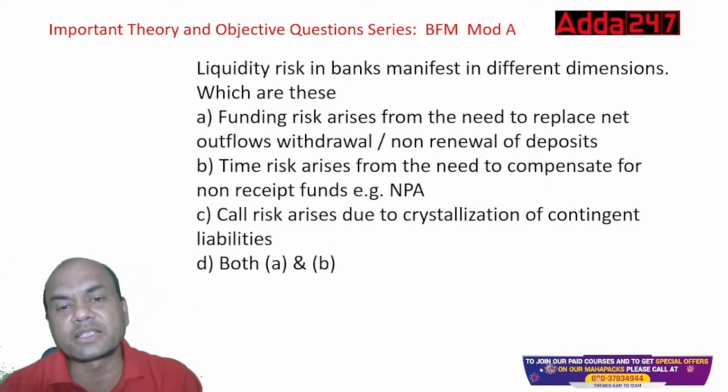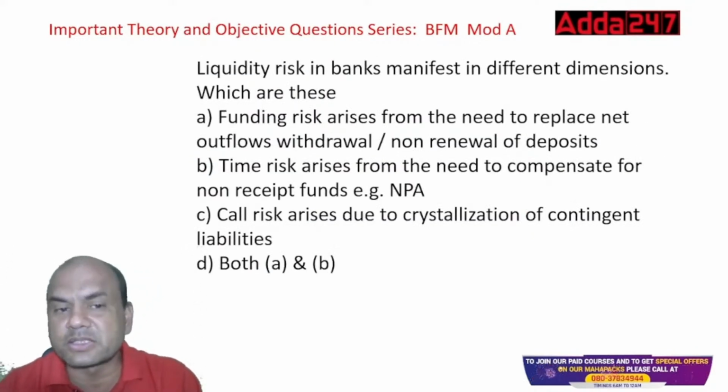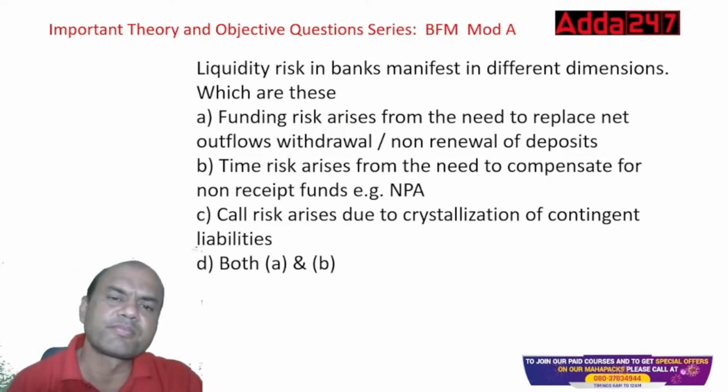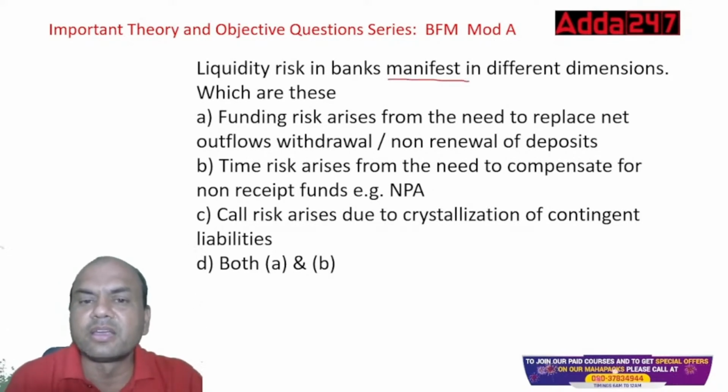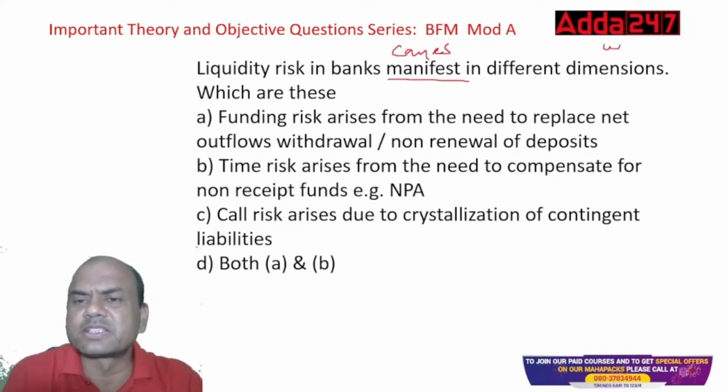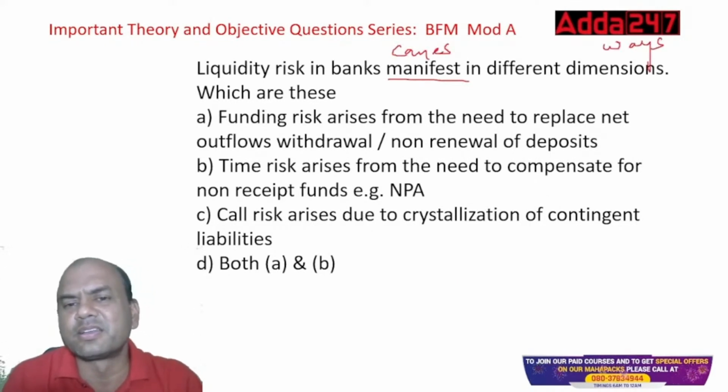Liquidity risk in banks manifests in different dimensions. Which are these? What do you mean by this? Manifest means comes. It comes in various ways. Dimensions means ways. Let's keep words simple, isn't it? So liquidity risk in bank comes in different ways.